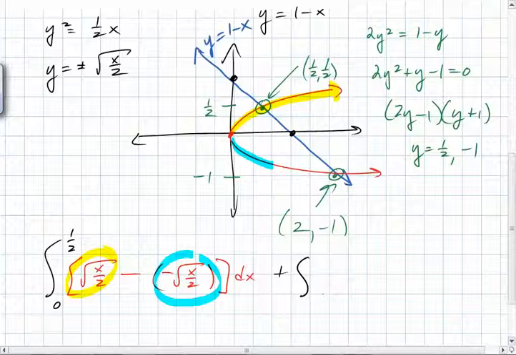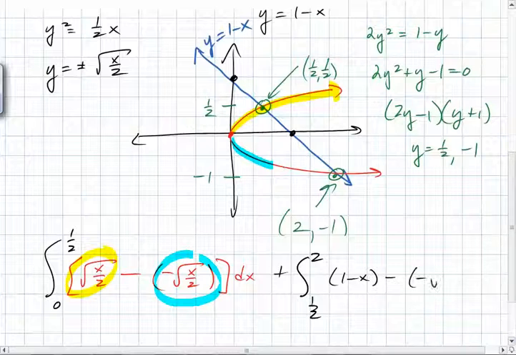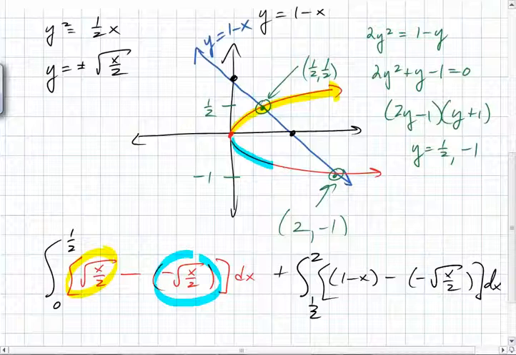And then what do you add to it? The integral from 1 half to what? To 2. Now what's the upper function? It's 1 minus x, yep. 1 minus x, and what are you subtracting from it? Negative square root of this, right? Now, can you do this if you wanted to? Yeah. Sure, you could if you wanted to. Is there a better way to do it?